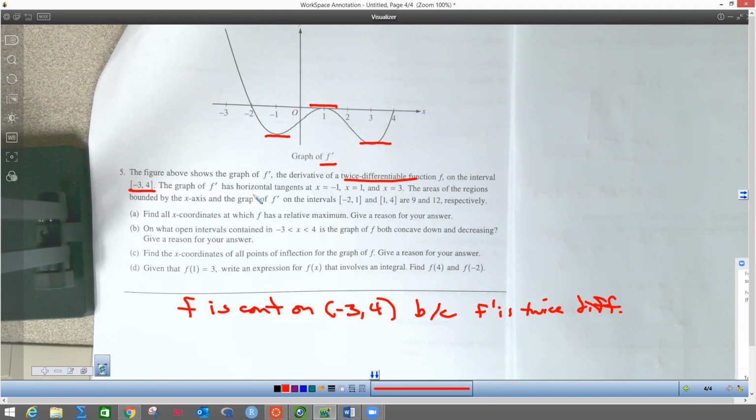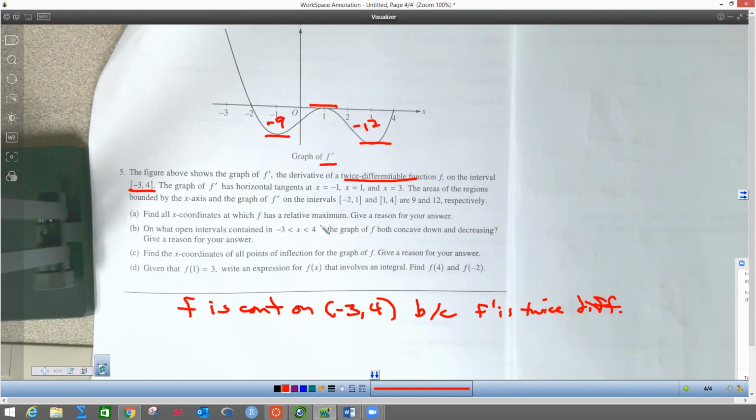The graph of f prime has a horizontal tangent, which I've already drawn up here in the picture at those 3 places. The areas of the region bounded by the x-axis and the graph of f prime on the intervals from -2 to 1 and 1 to 4 are 9 and 12 respectively. So I'm going to put a 9 here, and since it's underneath, it's a -9. And this one is 12, and since it's underneath the x-axis, it's a -12.